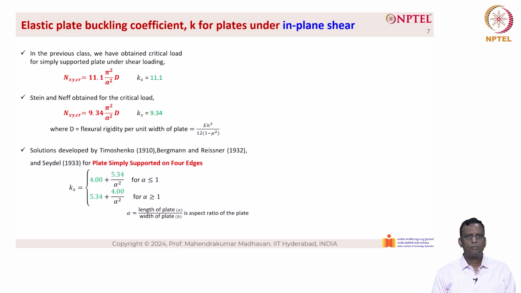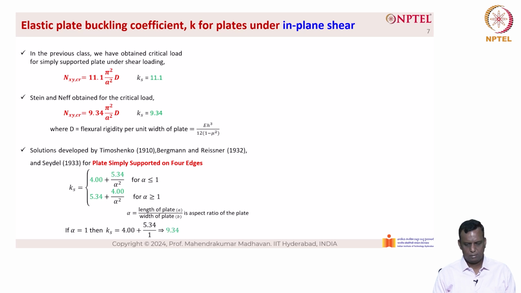Solutions were also developed by Timoshenko in 1910, Bergmann and Reissner in 1932, and Seydel in 1933 for a plate simply supported on all four edges. The value of shear buckling coefficient is given as 4 plus 5.34 divided by alpha square for alpha less than 1. Alpha is defined as the aspect ratio of the plate, which is the length of the plate divided by the width of the plate, and it is given as 5.34 plus 4 divided by alpha square for alpha greater than 1.